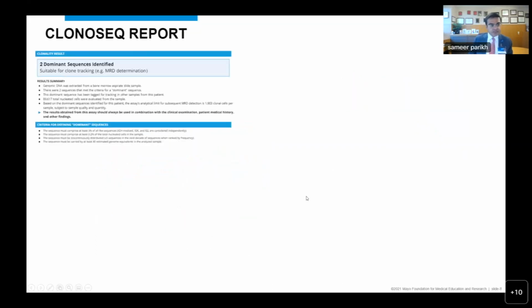And so the way the clonoSEQ report is given out is that you have dominant sequences identified at the time of diagnosis.